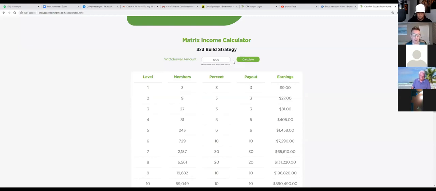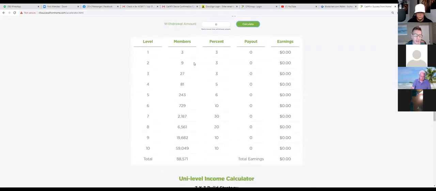So if you take a look at these calculators, we can zero this, put a 0 in here and calculate. Now remember, this is matrix. So this is a 3x3 build. You can see right down in column number 2, it's exactly the same as the numbers you'd see in your matrix on your PDF: 3, 9, 27, 81, 243, etc.